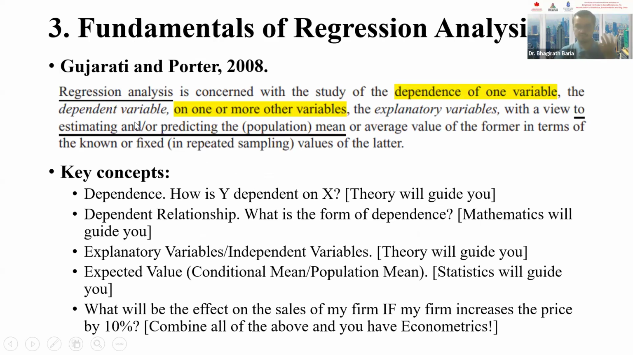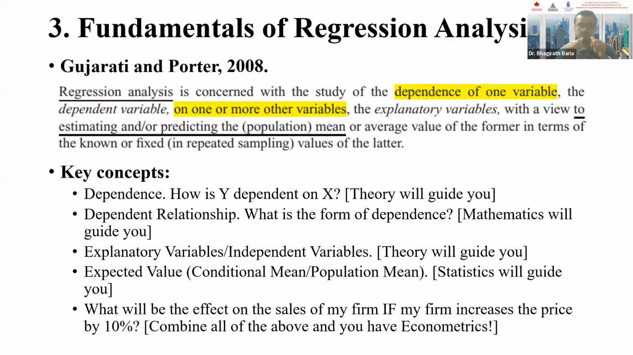Damodar Gujarati being the foundational book, it defines regression analysis as the study of dependency of one variable, that is the y variable or the dependent variable, on one or more other variables, the explanatory variables. What is the purpose behind regression? Very important: it is clearly written with a view to estimating or predicting the population values.